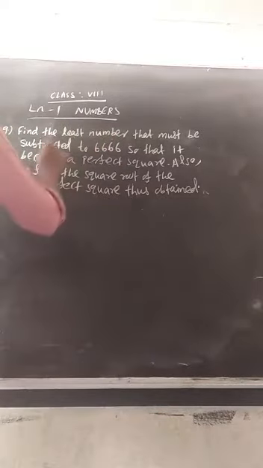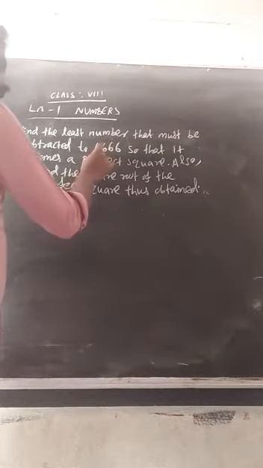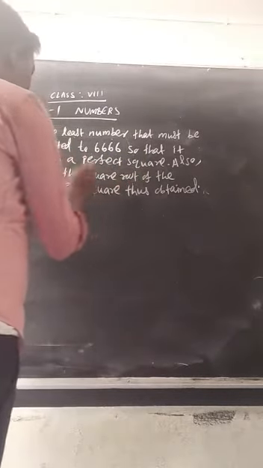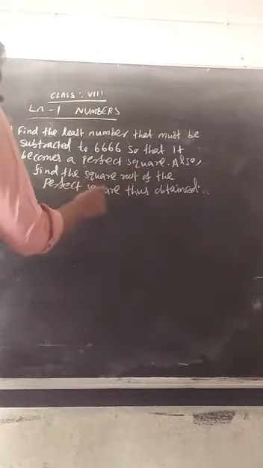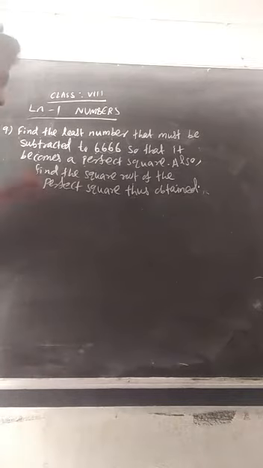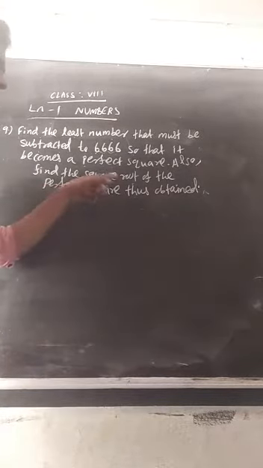Find the least number that must be subtracted from 6666 so that it becomes a perfect square. Also find the square root of the perfect square thus obtained. So this is not a perfect square; some number we have to subtract. After subtracting only, we are getting a perfect square.